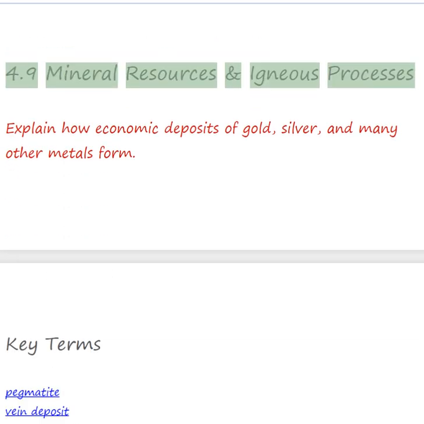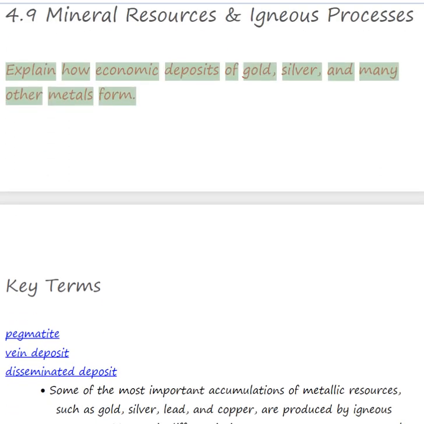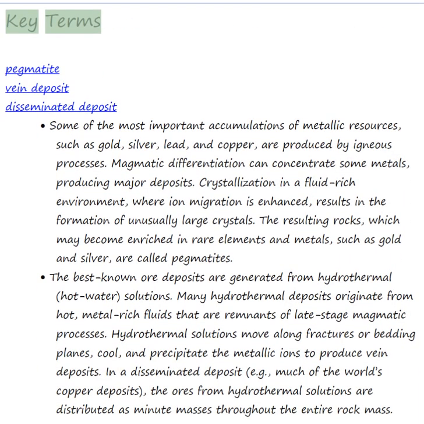4.9 Mineral resources and igneous processes. Explain how economic deposits of gold, silver, and many other metals form. Key terms: pegmatite, vein deposit, disseminated deposit.